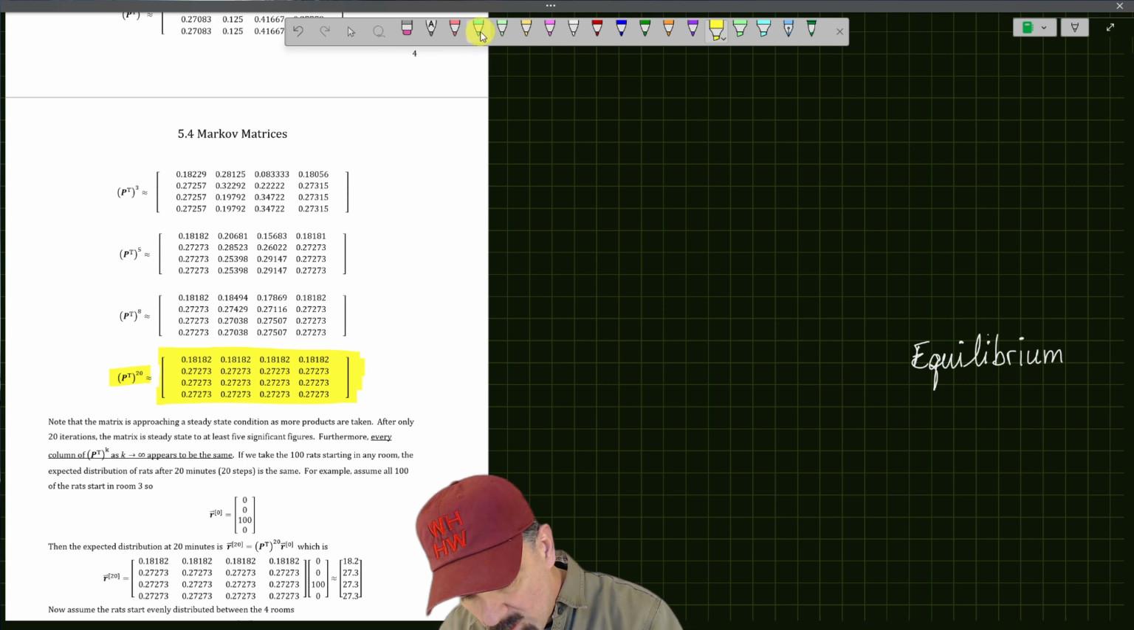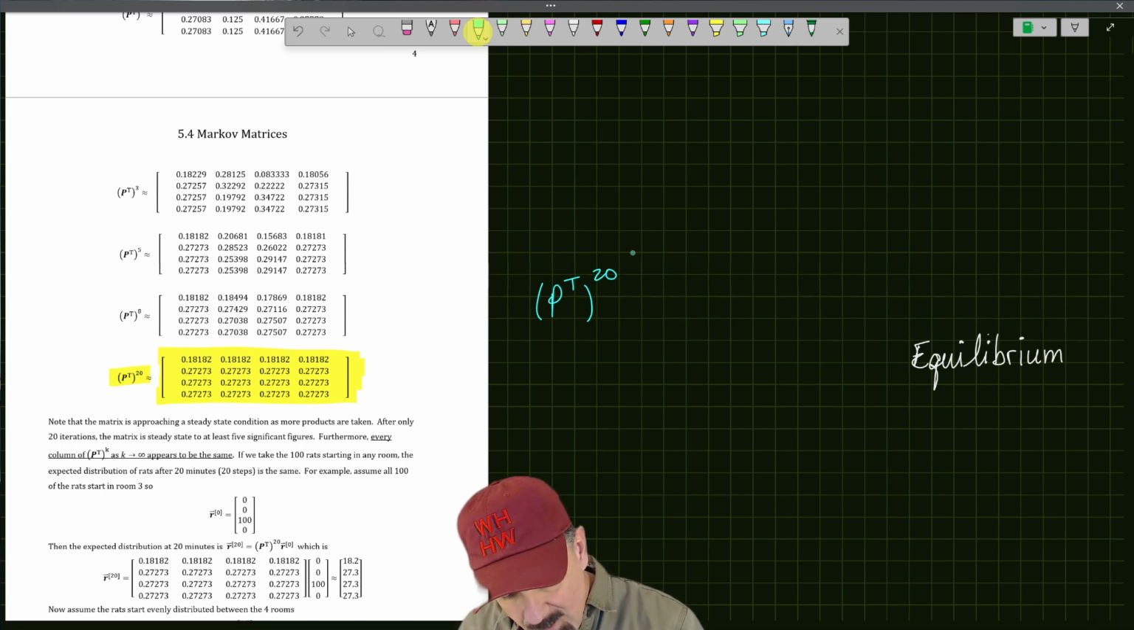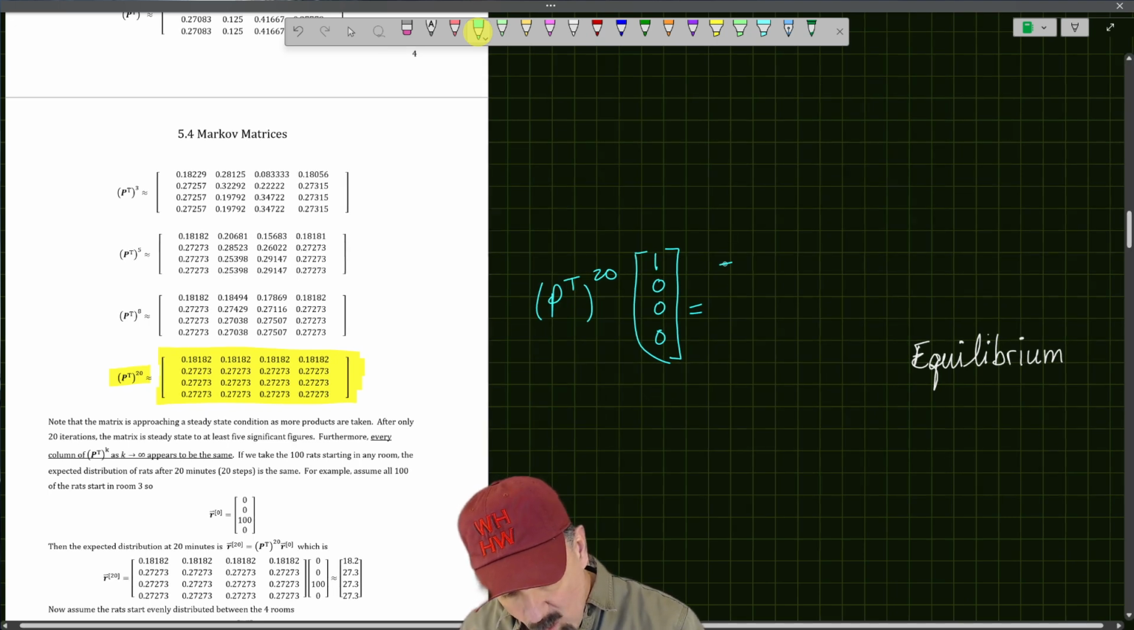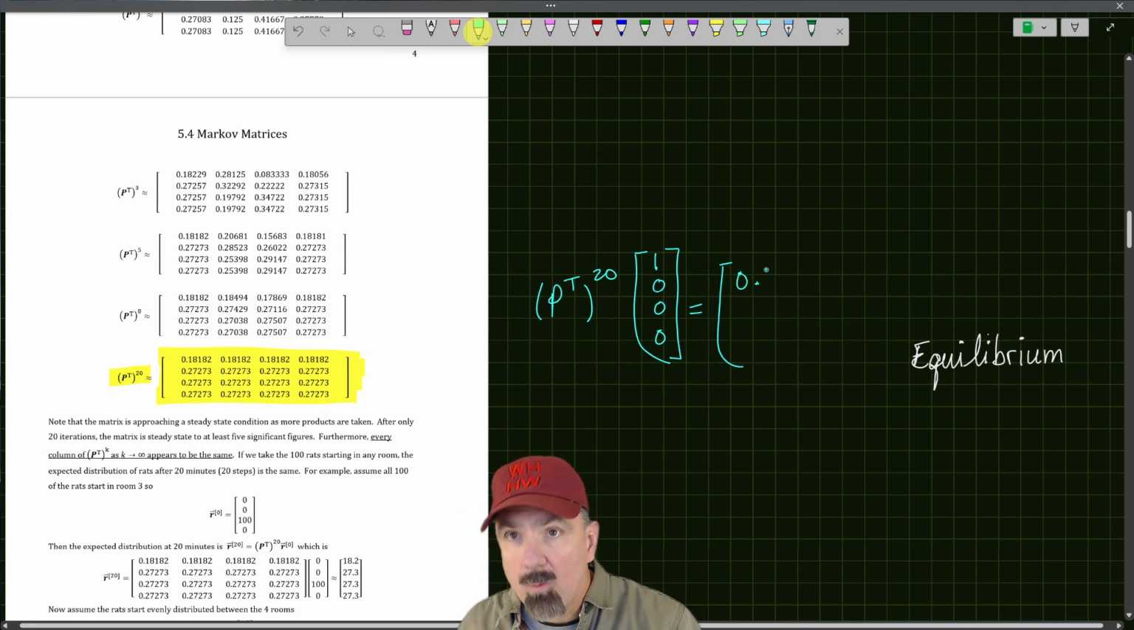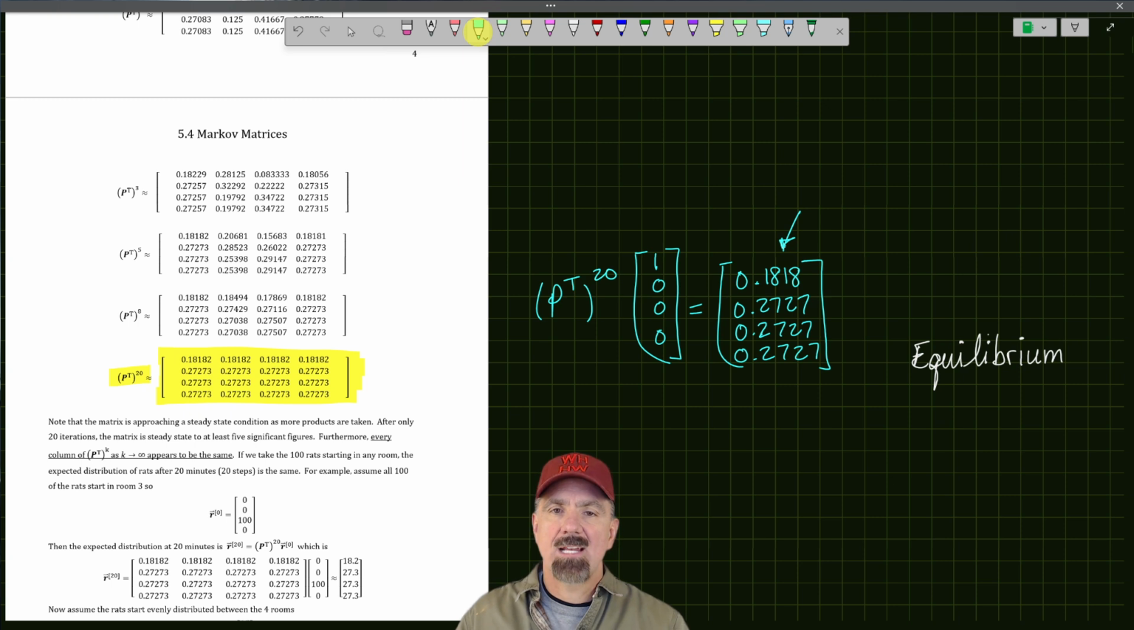Think about what this means for a minute. We have P transpose to the 20th power. If we multiply that by any starting distribution, so we start with the rat in room 1, then multiplying by that, we're going to end up with 0.1818 and 0.2727, and another 0.2727, and then finally 0.2727. These are the probabilities of where that rat is going to be located after 20 steps.